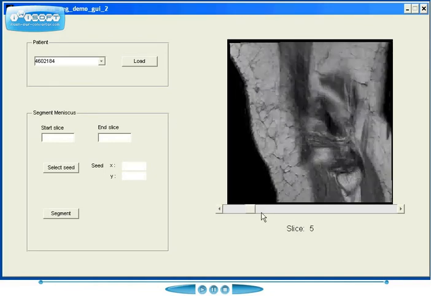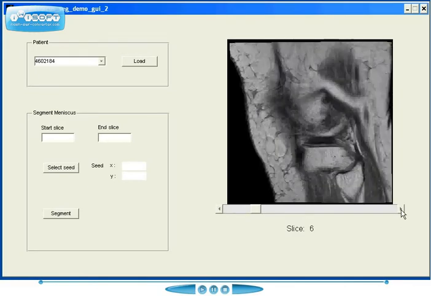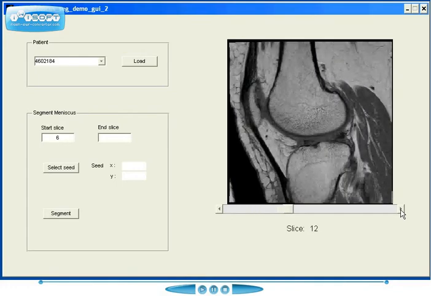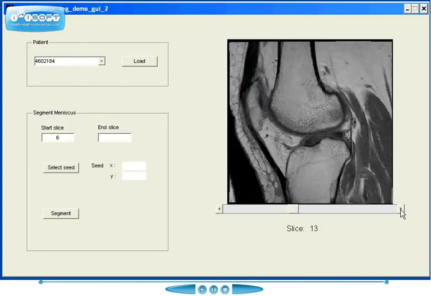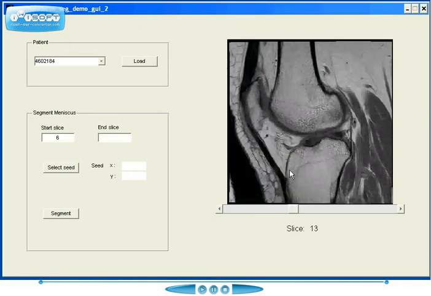So we'll begin the method by finding the first slice that the lateral meniscus appears. So if we'll track through lateral to medial, we see meniscus first appears on slice 6. Another manual input required is the last slice that the meniscus appears. So we're going to continue tracking through the slices until we come across the cruciate ligaments, indicating that the meniscus is stopped. So here are the cruciate ligaments. You can see that slice 13 is the last slice that shows meniscus.